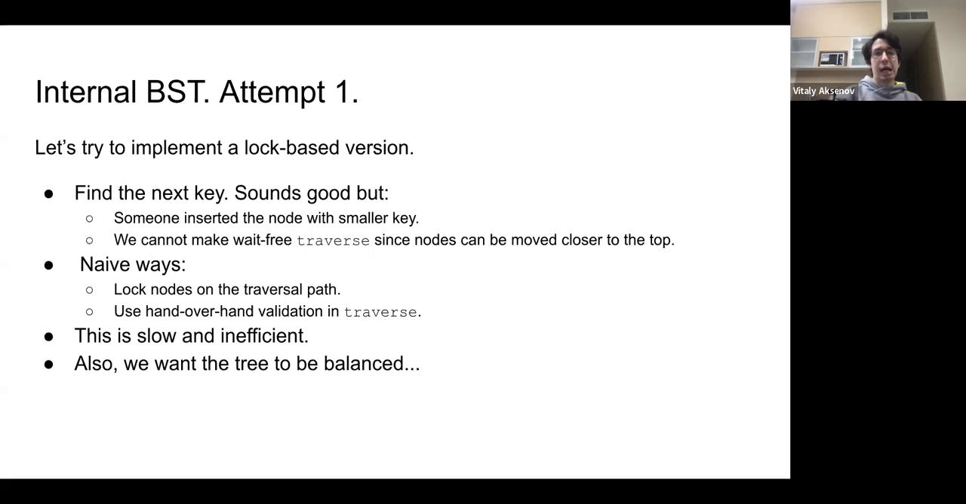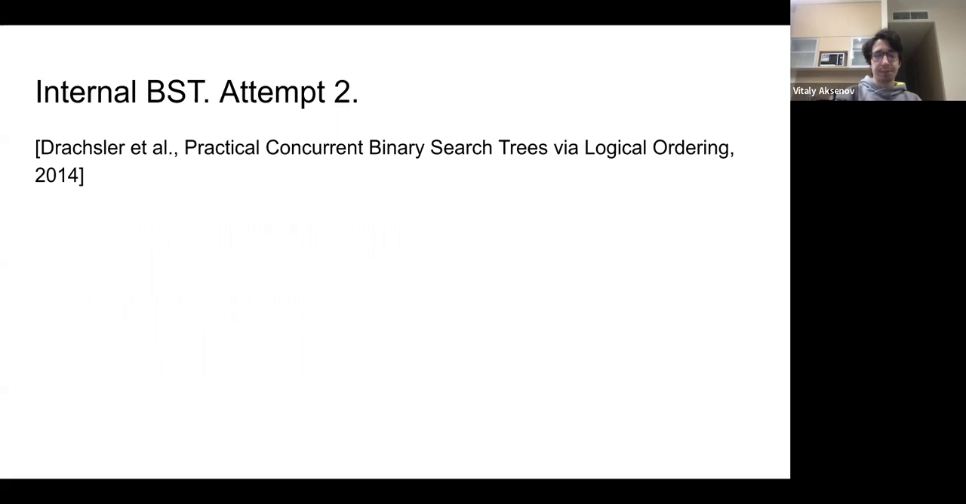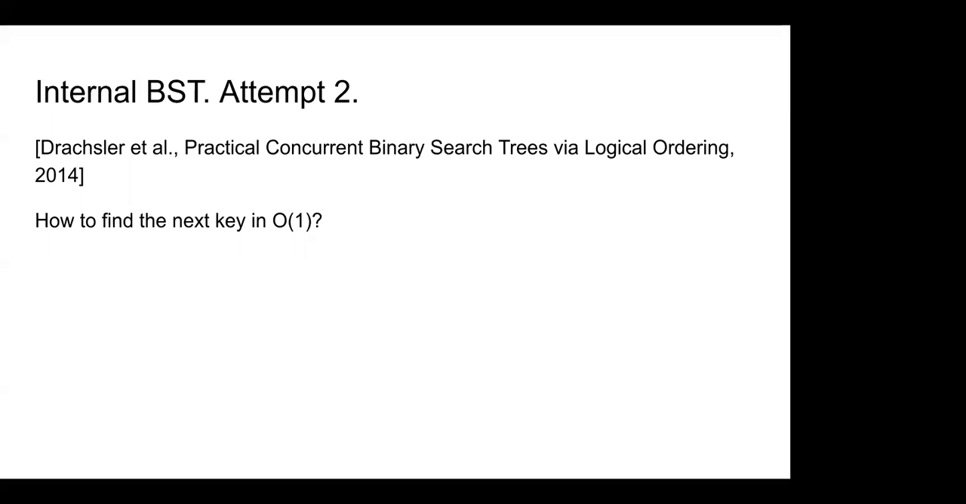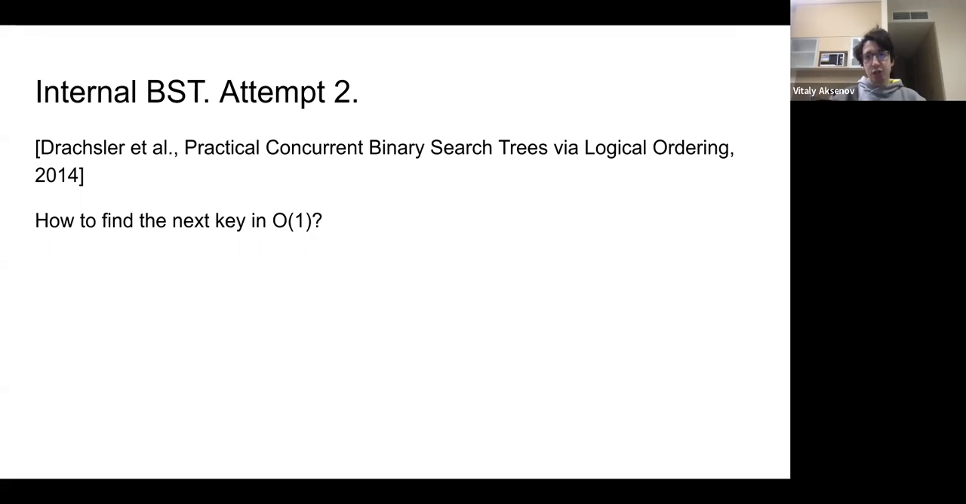And the solution is pretty simple. In 2014, it was presented: how to find the next key in constant time. Any ideas? Have something like a separate list to order them. Yeah, so we add an additional list through all the elements of the tree, an additional sorted list. We will maintain a doubly linked list for some reasons.